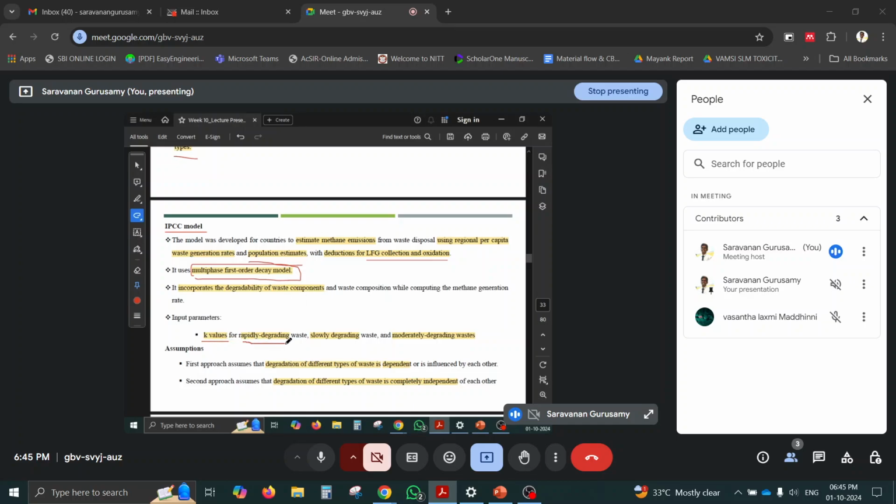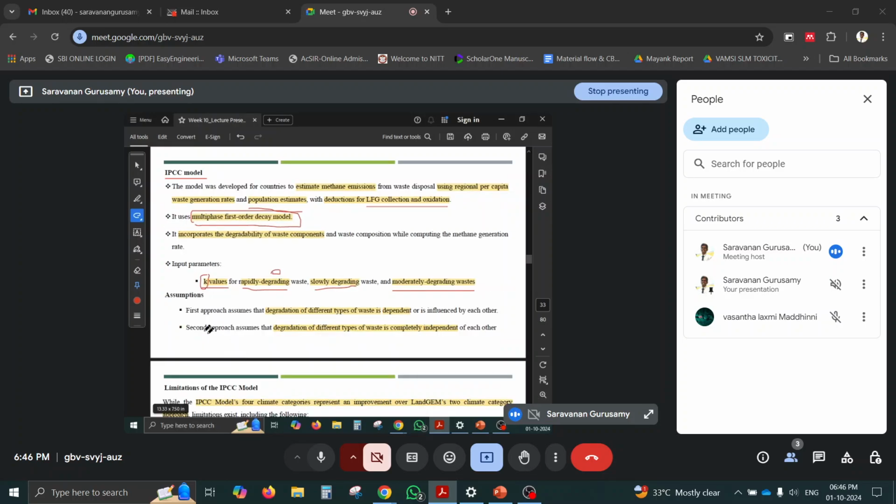So the K value for rapidly degrading, slowly degrading, and moderately degrading waste, we can differentiate. Food waste is rapidly degrading. Some of the textile and plastic waste are slowly degrading. Moderately degrading, like wood and paper, we can classify and give different K values, and some of the inert material we can put at 0. So this multi-phase first order decay model is adopted in the IPCC model.